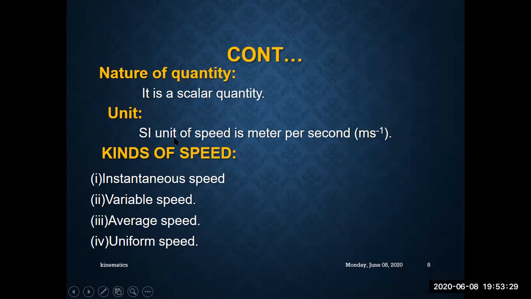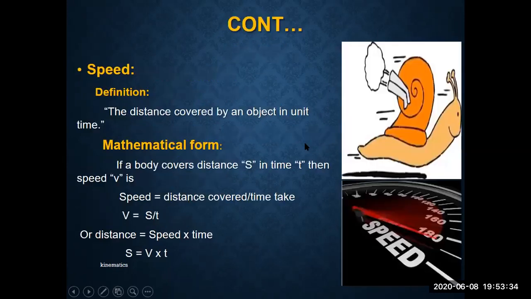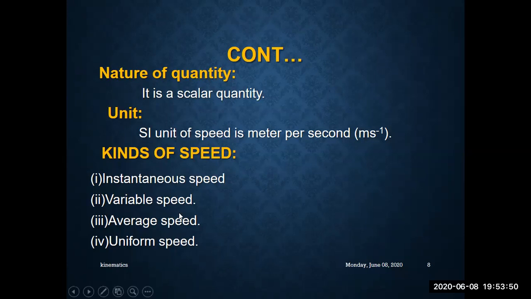Now the number two, its unit. The unit of speed is meter per second. If you look at the back side, v is equal to s over t. The unit of distance is meter divided by time, second. So the unit of this speed by looking at the formula will be meter per second. So same is here, meter per second. So what are the kinds of speed? Instantaneous speed, variable speed, average speed, and uniform speed. These are the four different types of speeds which we will discuss.